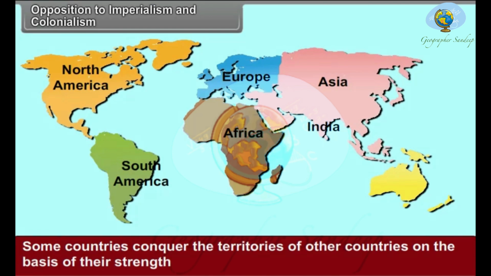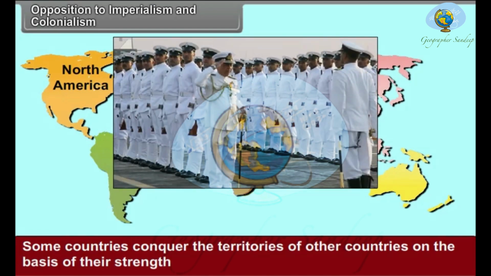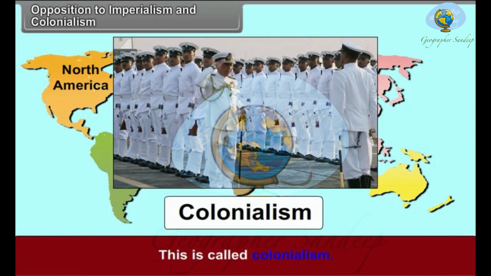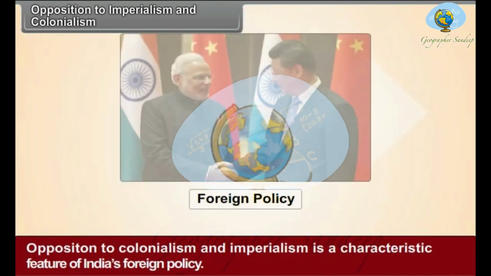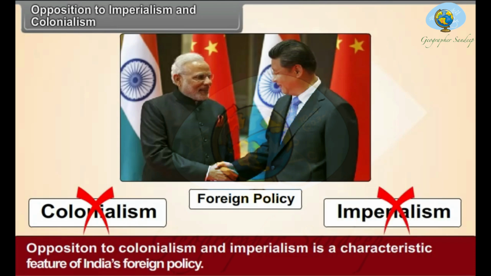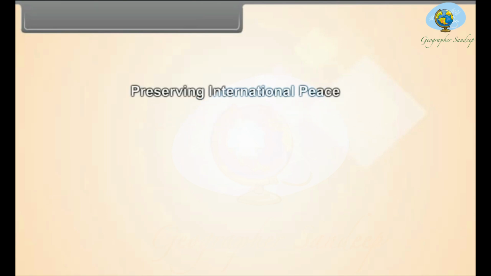Some countries conquer the territories of other countries on the basis of their strength and establish their dominance over that region. This is called colonialism. Opposition to colonialism and imperialism is a characteristic feature of India's foreign policy. Preserving international peace.